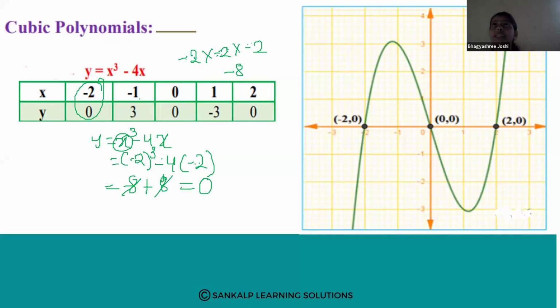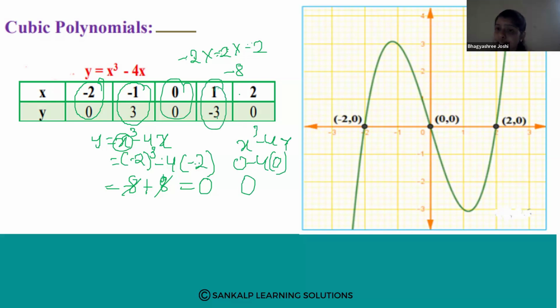When you substitute x is equal to minus 1, then you will get y value as 3. X is equal to 0: x cube minus 4x, 0 minus 4 into 0, that is 0 only. So 0. 1 minus 3. X is equal to 1, y value you will get as minus 3.